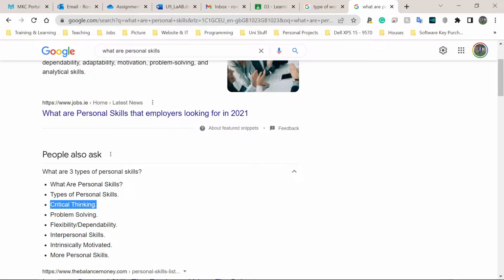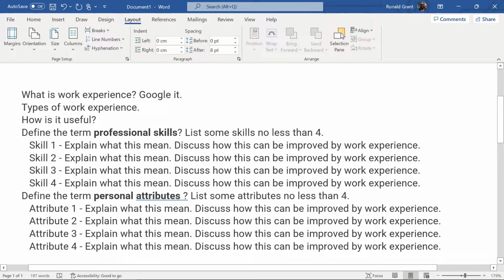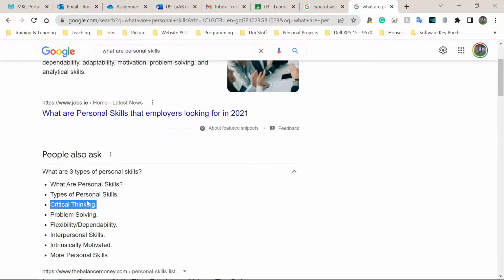So critical thinking, problem solving, okay? And not only do you explain what it is, discuss how this can be improved by work experience. Again, let's imagine you're in a company and they give you some project.